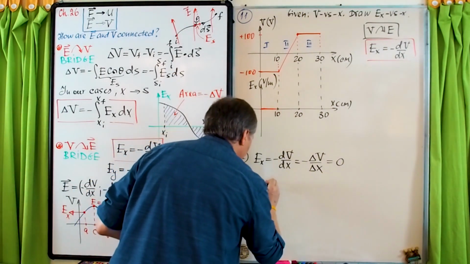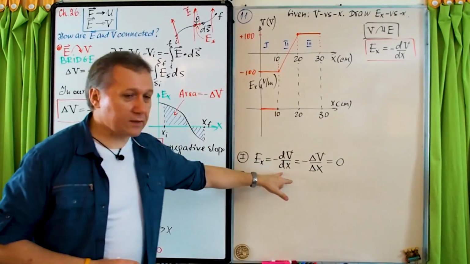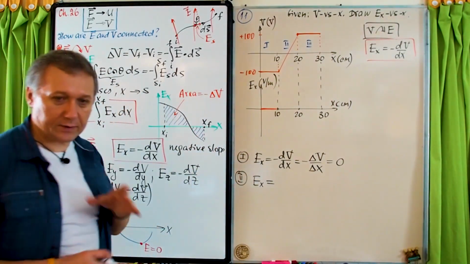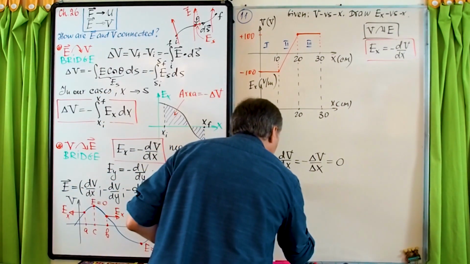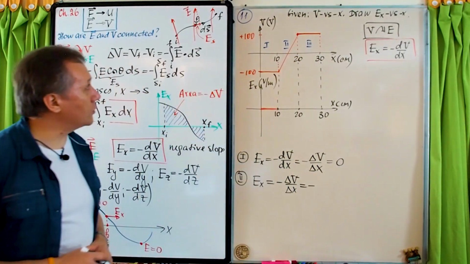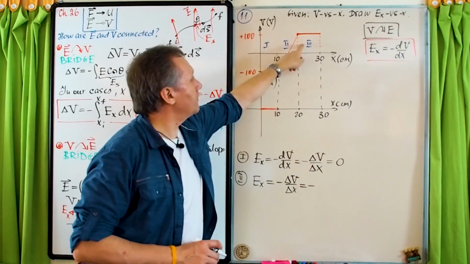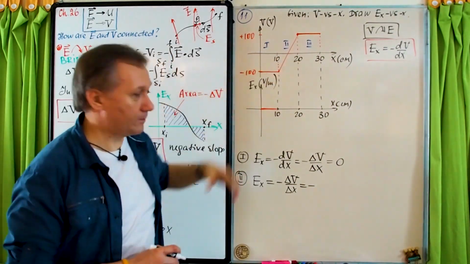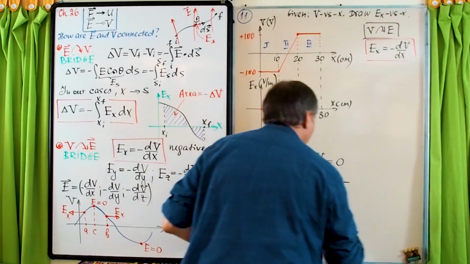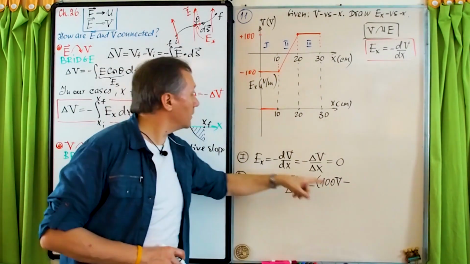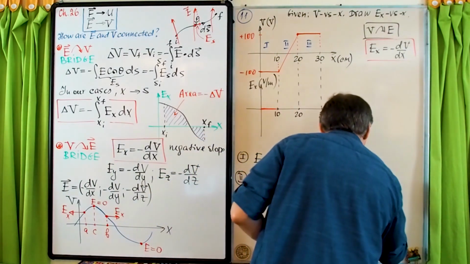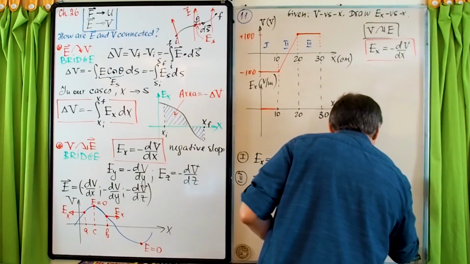So E sub x equals, and again, since it is a straight line, we can replace minus dv over dx with minus delta v over delta x. So it's minus. And what's the final point? Final point is here, at 20. Potential is 100. So it will be minus 100 volts. Then, because it's delta, so minus the initial point, negative 100. So minus 100 volts.